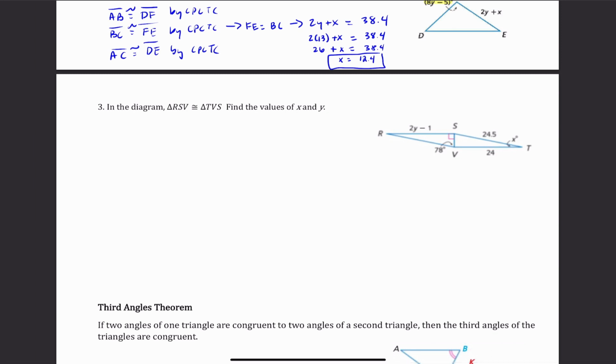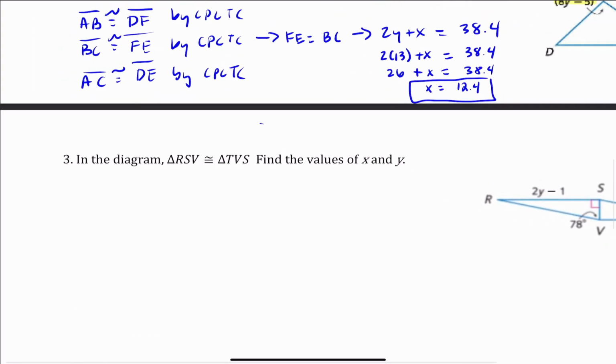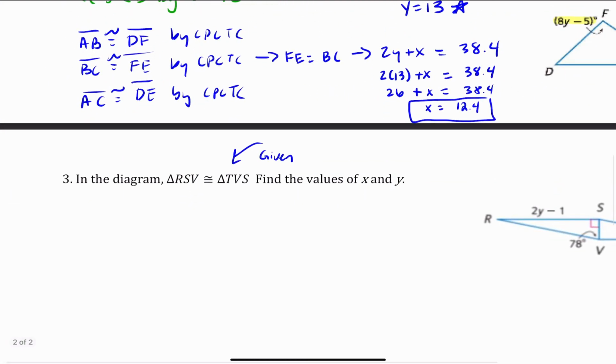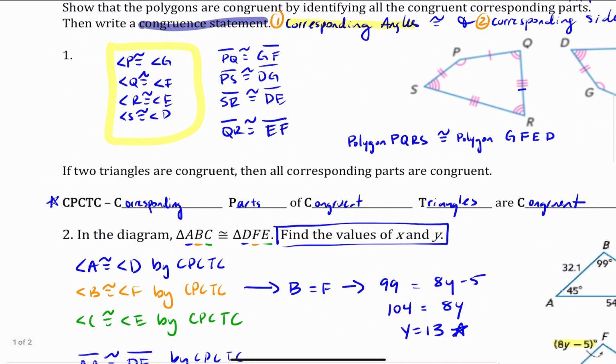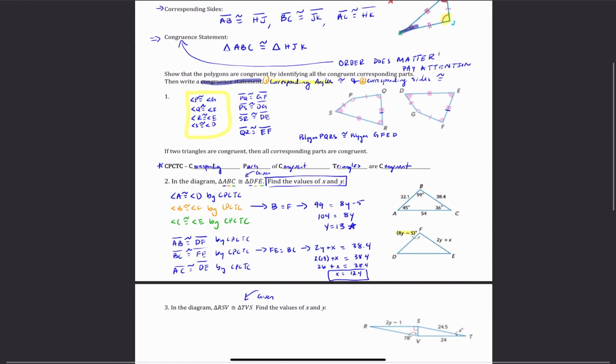Let's go ahead and look at this diagram. Triangle RSV is congruent to triangle TVS, okay? So this is a given. We can assume that these two triangles are congruent. If I go over here, this is also a given because I can assume that these two triangles are congruent.